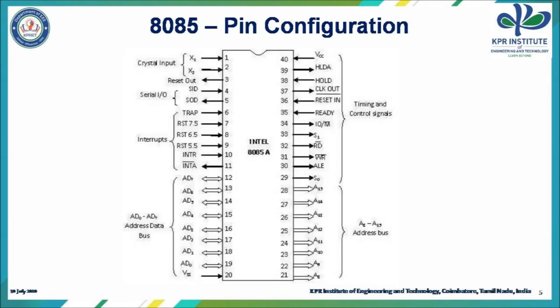Now, coming to the pin configuration of 8085. As I told you already, 8085 processor has 40 pins. The pin diagram is shown here with 20 pins on each side. Now let us see about this pin configuration and each pin in detail.